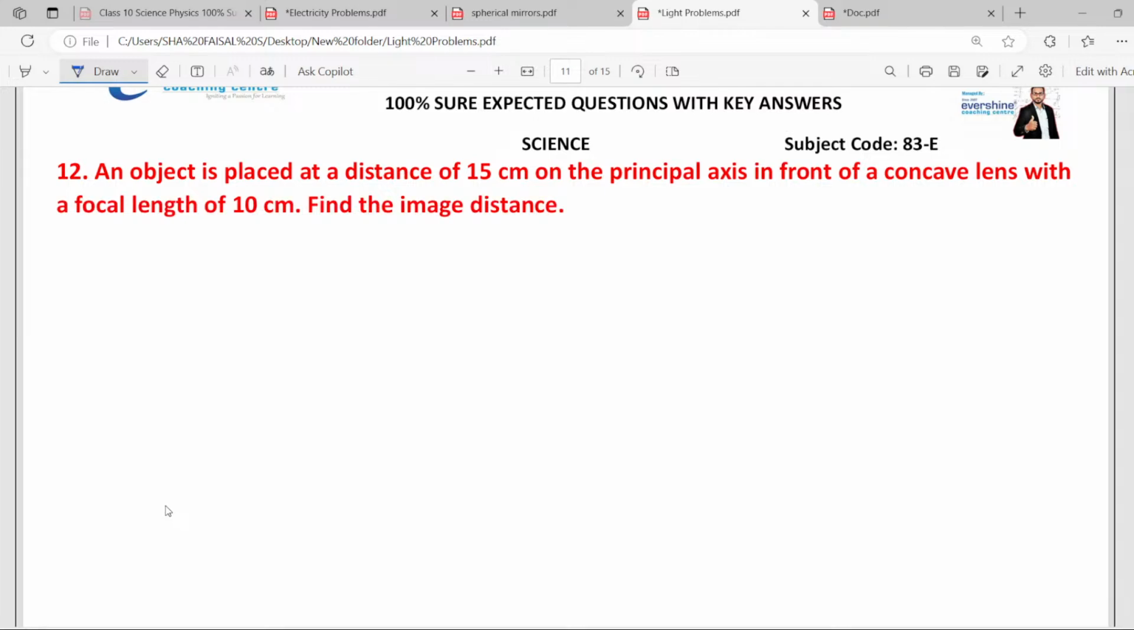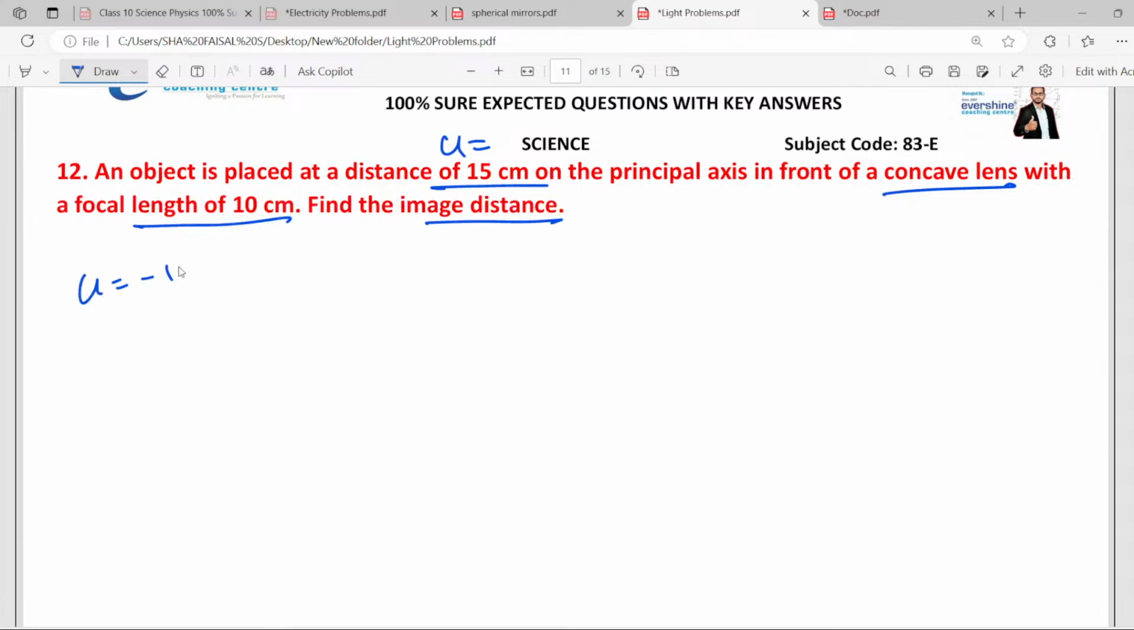Yes, similar to the same problem we have done. What are they telling? Object is placed at a distance of 15 centimeter. They have given the value of u, right? And the principal axis in front of a concave lens. So we have to use the lens formula. And it is concave. Focal length they have given 10 centimeter, and they are asking to find the image distance. Simple. It's a 2-mark question.